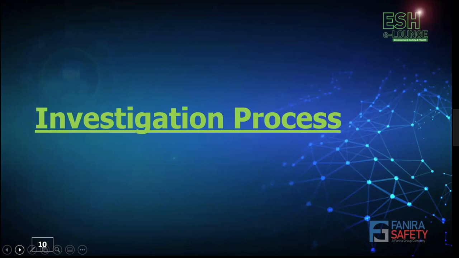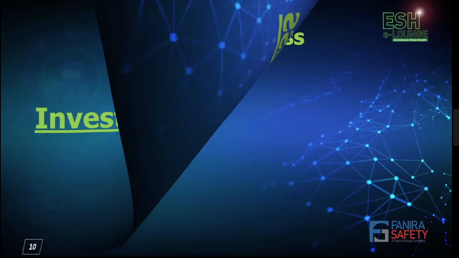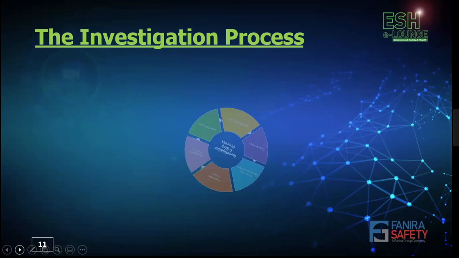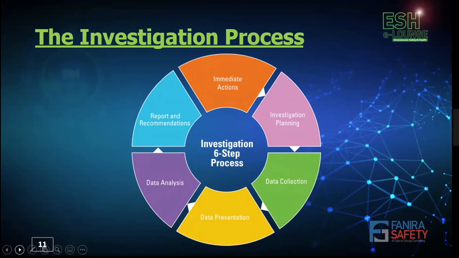We move on to the next section, which talks about the investigation process, which is the main event. The process to me is a 6-step process. I like to add one more, being the 7th. We start off with the worker reporting the incident. But in any case, there are immediate actions that need to be taken. Then data collection, data presentation, data analysis, and finally reporting the incident and the recommendations that go along with it.